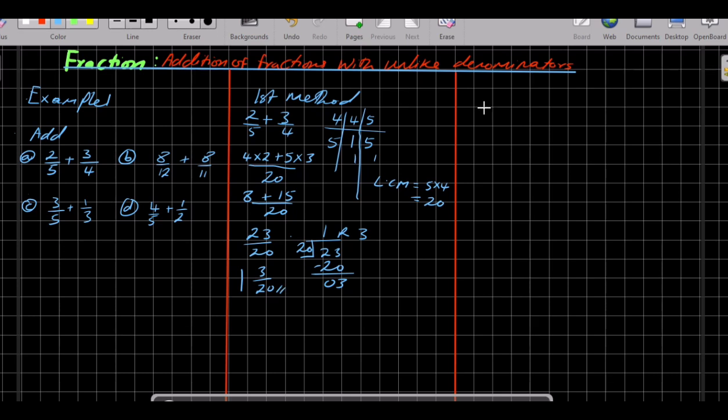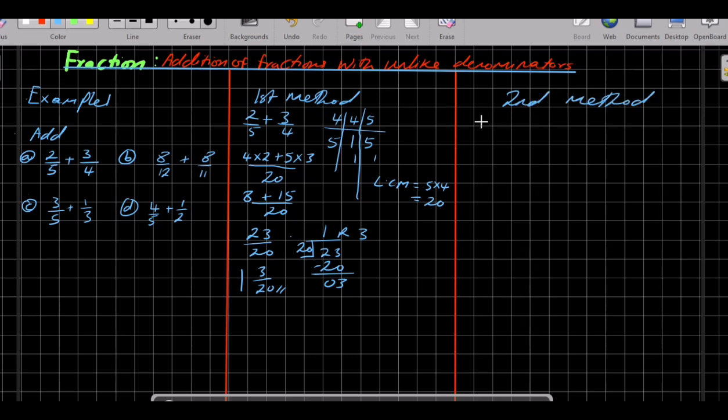Now let me use the second method, which we call the butterfly method, and I'm still going to use the third method. After solving these questions using the three methods I talked about, you can now choose which one you prefer and start using it to solve your questions on addition of fractions with unlike denominators. So let's proceed to the second method, which we call the butterfly method.